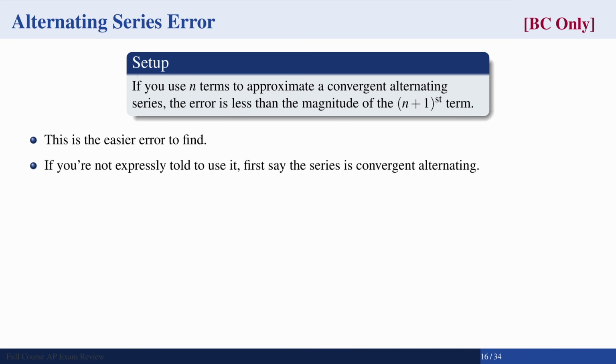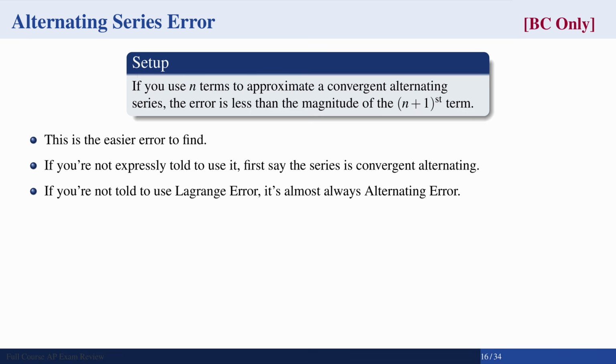If you are not expressly told to use it, what I would say is, if you're talking about error, first say that you have a convergent alternating series, because otherwise why are you using the alternating series error? If you're not told to use Lagrange error, I would say 9 out of 10 times it's definitely the alternating series error, so be on the lookout for that.